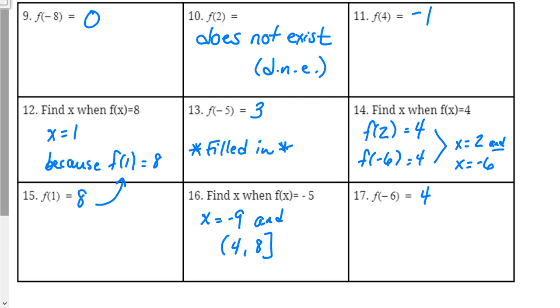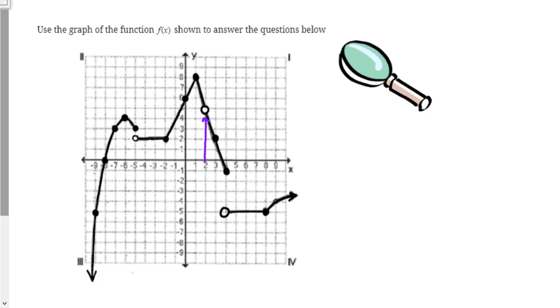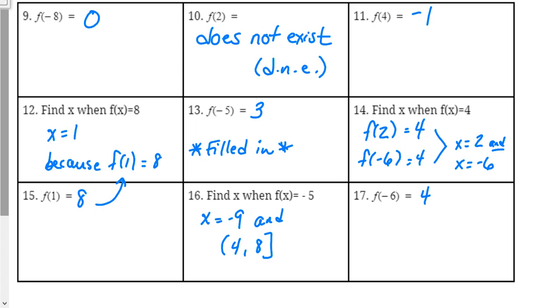f of -5, this one for number 13, also has a hole lined up with it, but also has a point lined up with it. So that output is my answer at 3.